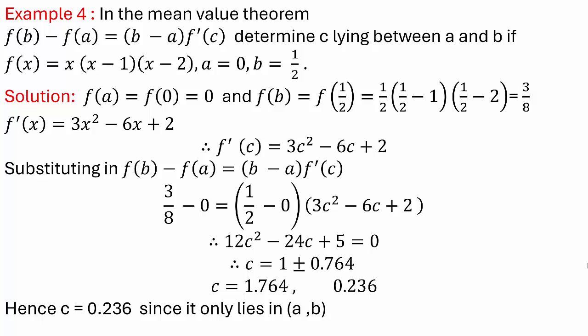Here, c equals 0.236 lies in the interval 0 and half. 1.764 does not lie in the interval. Hence, the value of c is 0.236.